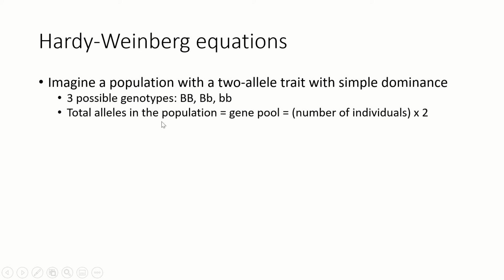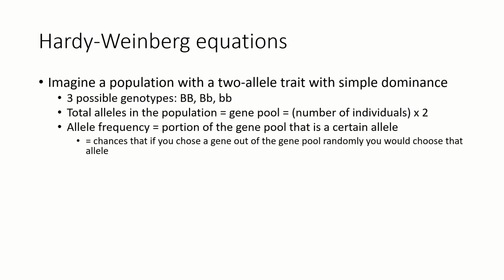The total alleles in the population is what we call the gene pool, and that is the number of individuals times 2, because everybody has 2 alleles for this trait. We are not going to talk about sex-linked traits when we talk Hardy-Weinberg. We are just going to deal with autosomal traits, because sex-linked traits make this too complicated. We're not doing that. Okay, so take the number of individuals, multiply times 2. That's how many alleles are in the population.